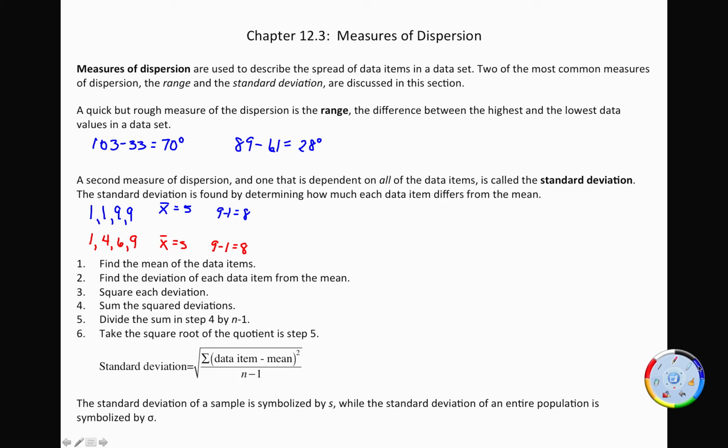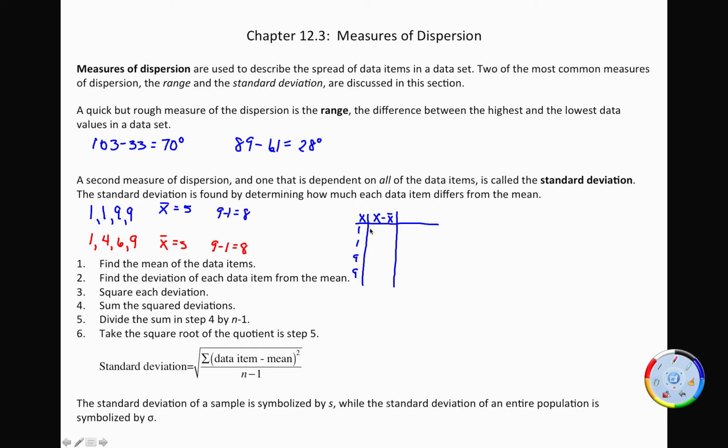So the first thing I want to do is find the mean of the data items, which we've done here. Then find the deviation of each data item from the mean. So I'm going to make myself a little chart. Here's my data items, so I'm going to list my data items. The deviation of each data item from the mean means how far the mean is from each one of these. Again, we subtract to find the distance.